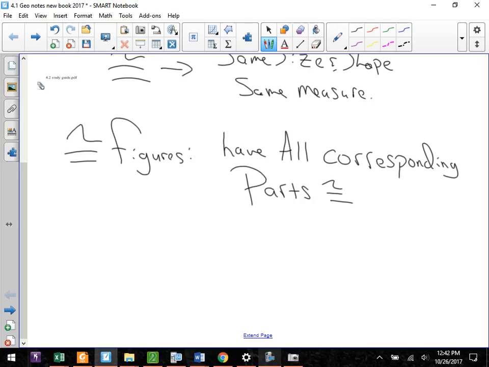I guess I should preface that I'm hoping you know what I was talking about. So when we talk about parts, that means sides and angles. So if I have a triangle, that means there have to be 6 parts that are congruent. 3 sides have to correspond to 3 sides, 3 angles correspond to 3 angles. If it's a quadrilateral, what is that? 8. 4 angles, 4 sides, and so on and so on.